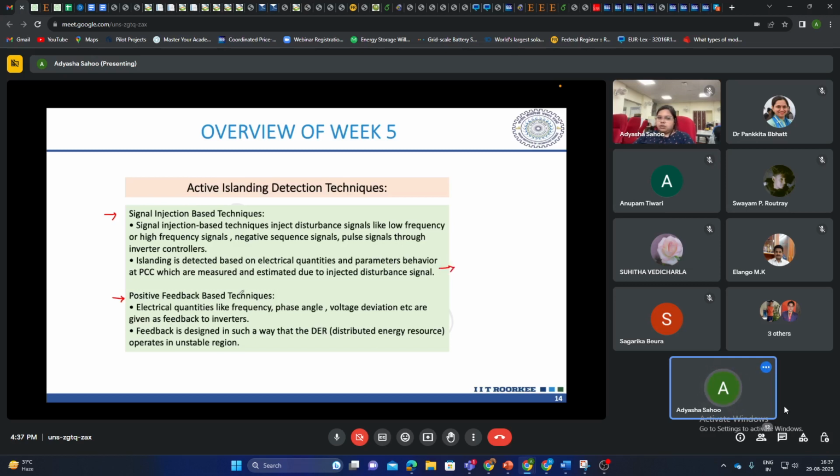Similarly, in the positive feedback based technique, we have electrical quantities such as frequency, voltage deviation, phase angle, etc. They will be given as feedback signals to the inverters, and this feedback is basically positive feedback, due to which it will be driven into an unstable condition, but it will be controlled.